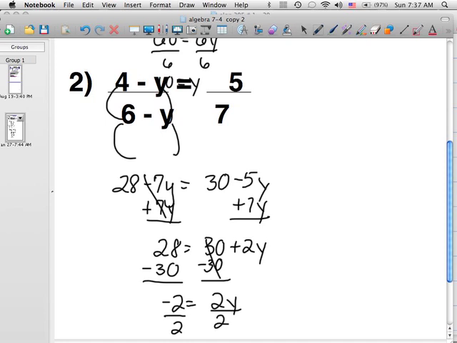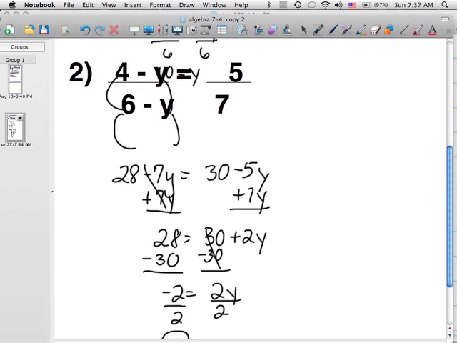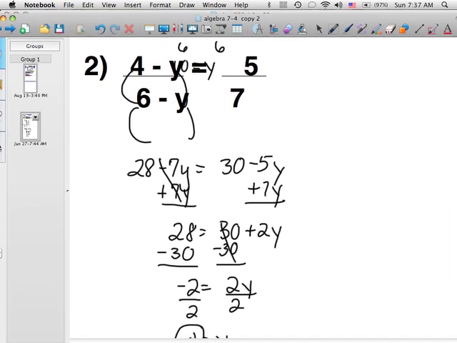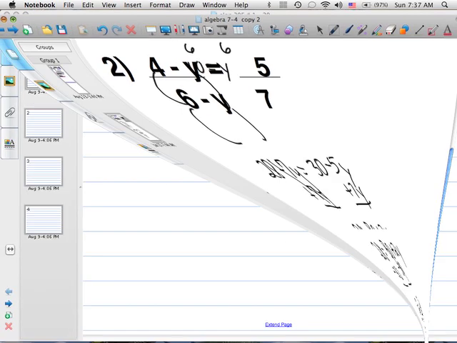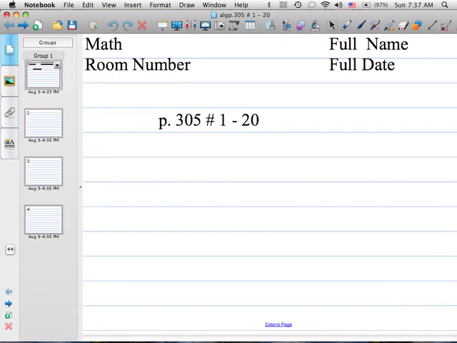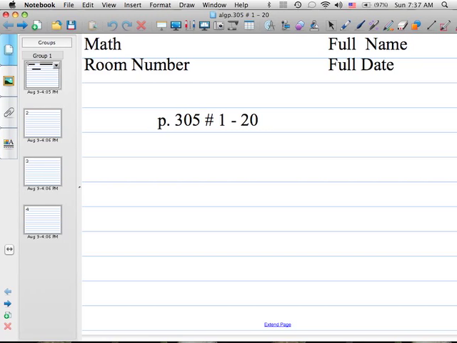That concludes the explanation. You need to get your books ready and paper. Head the paper, skip a line. The title is page 305, numbers 1 to 20. Skip a line, fold your paper in half. Make sure you do the work going down, one line of work for one line of the paper. Do not go across.